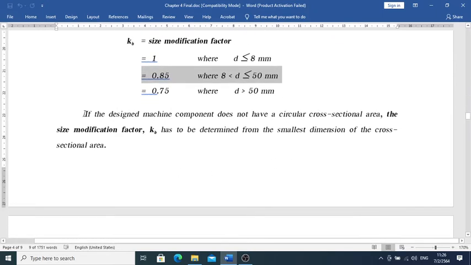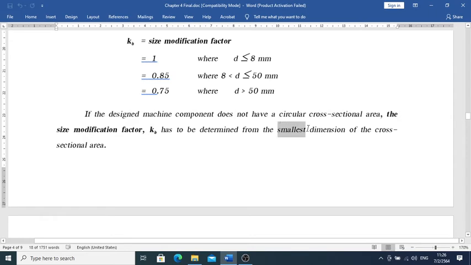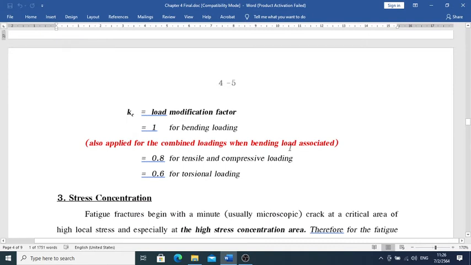Be careful: if the designed machine doesn't have a circular cross-sectional area, the size modification K sub B has to be taken from the smallest dimension of the cross-sectional area, of course. And then K sub C is going to be 1 for bending all the way. If the combined loading includes bending, use 1 all the way. Compressive and tensile is 0.8, and torsion is 0.6.